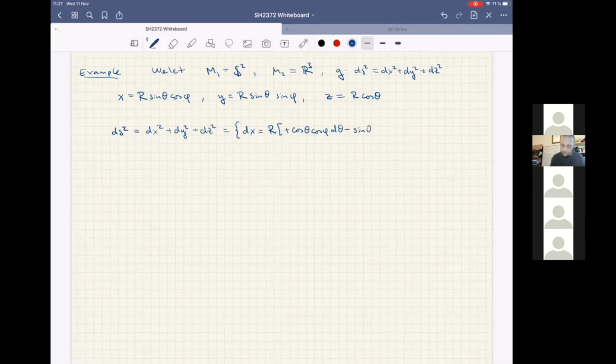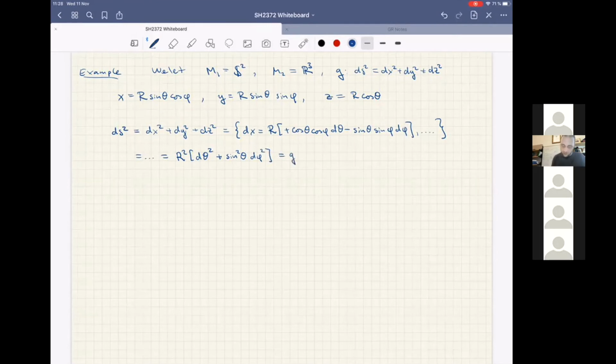Minus sine theta sine phi d phi. And I do the same thing for the y and the z. And then I insert it into this expression for the line element. Doing the math, what I will end up with is r squared times d theta squared plus sine squared theta d phi squared. And this should now be equal to the line element of the induced metric.